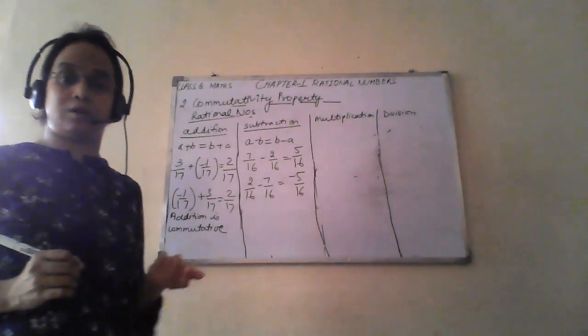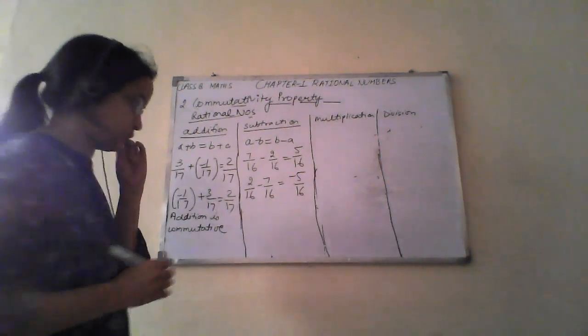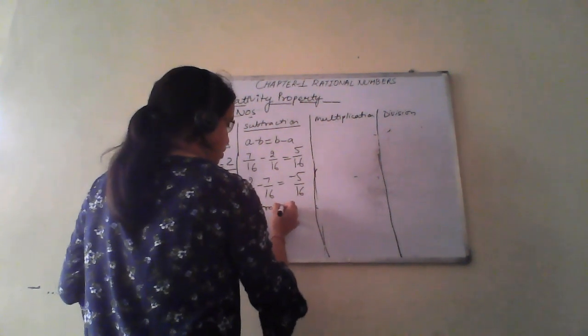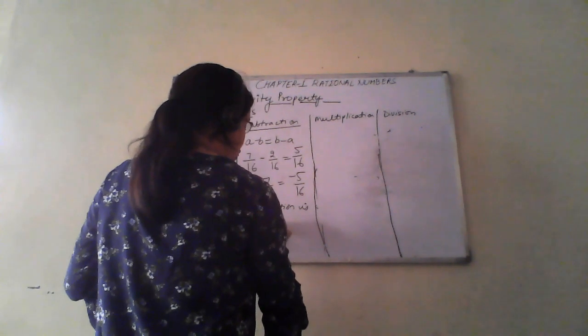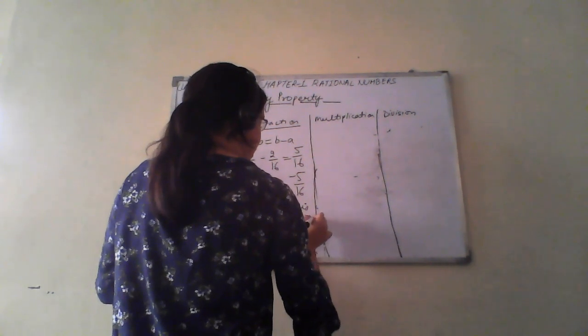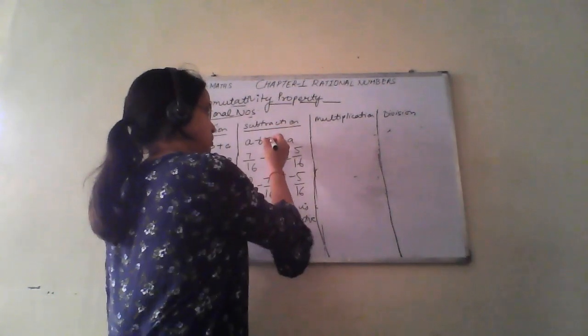That means what? Subtraction is not commutative in case of rational numbers. Similarly, you have to check for multiplication.